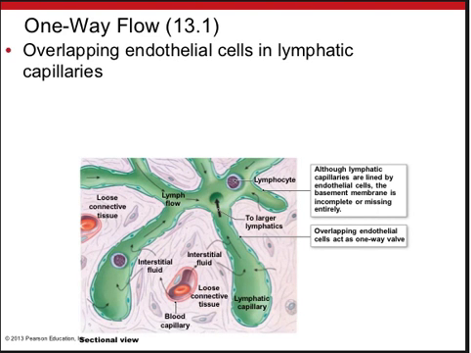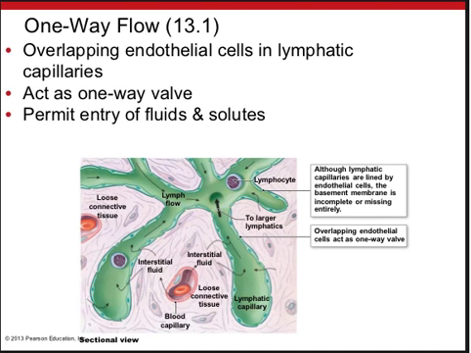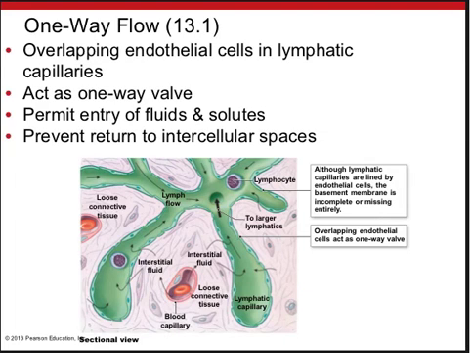There's a one-way flow of lymph from the interstitial fluid into the lymphatic capillaries. Overlapping endothelial cells in the lymphatic capillaries act as one-way valves and permit the entry of fluid and solutes but prevent their return into the intercellular spaces. And in point of fact, if we were to impede this lymphatic flow, we would see massive tissue swelling.